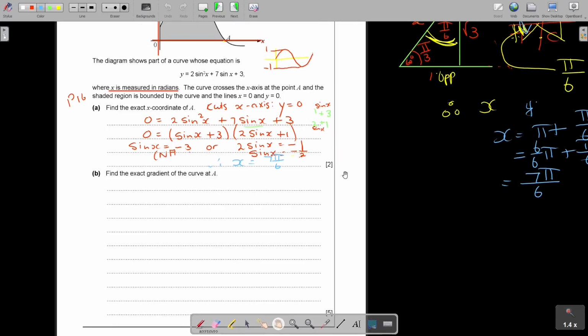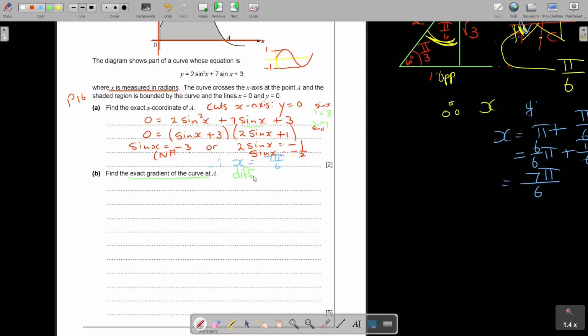Maybe not for the substitution, but I'll show you now how you could still have gained marks even if you didn't come to the 7 pi over 6. As soon as they say, find the exact gradient of the curve, people, when you see these words, gradient of a curve, you think of differentiation. You have to look for those keywords.